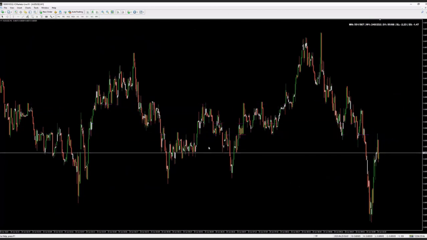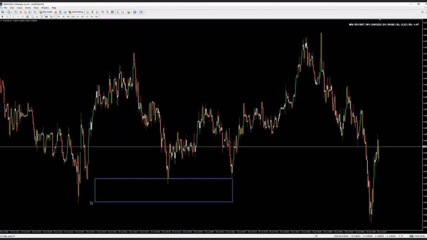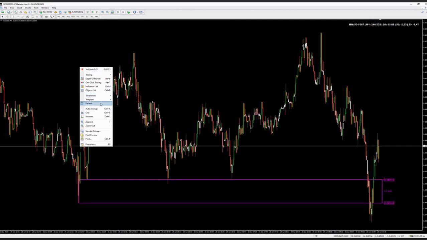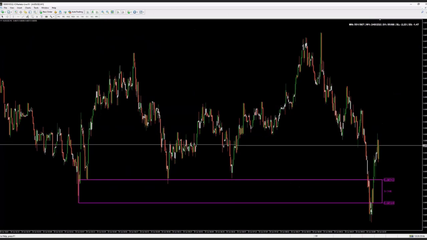Let's do another one. Here we have one that's actually playing out right now. Notice all of these tests at this area. It was tested once, twice, three times. Price tried to have a go, but we failed. What's going to happen? Well, I think price is going to rally until we find something. So we try to establish a sell zone, and then we move away.